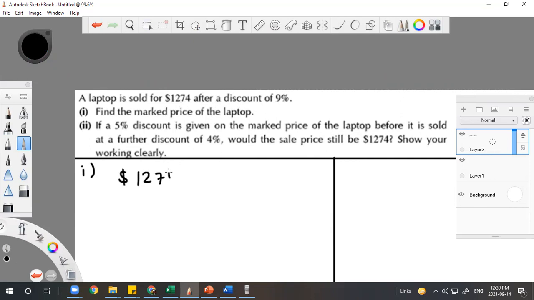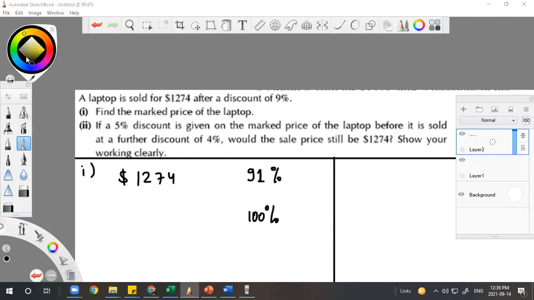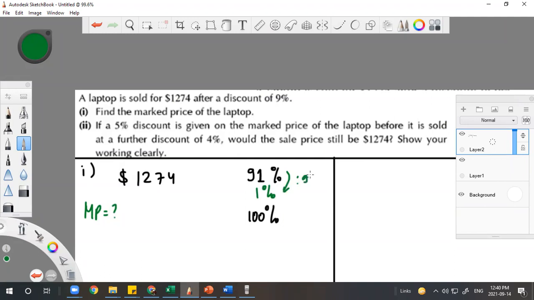So the 1,274 represents how many percent? 91. Okay, why? Because it's after a discount. Good. And find the mark price. So how do you calculate the mark price? It is always 100%. This is the marked price. What is the value then? So the MP. Okay, this is 1, right? You have to divide by 91 and multiply by 100 because this is the more complete part. Again, the complete part, put 1 in the middle of it. Okay, the mark price will be 1,274 over 91 multiplied by 100. Okay, that's the answer.